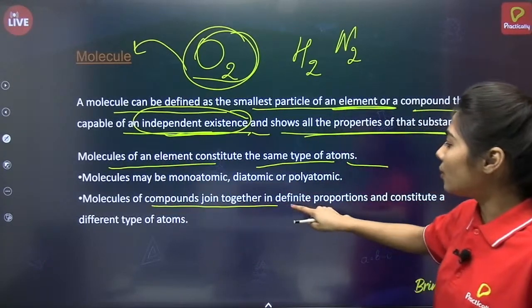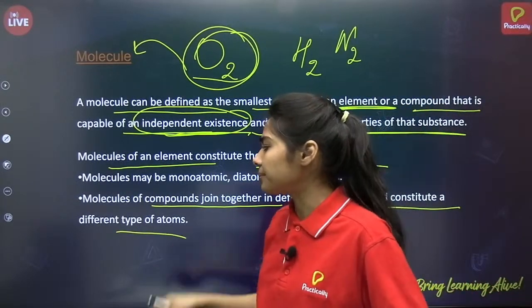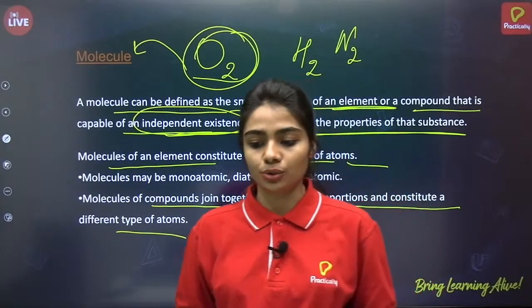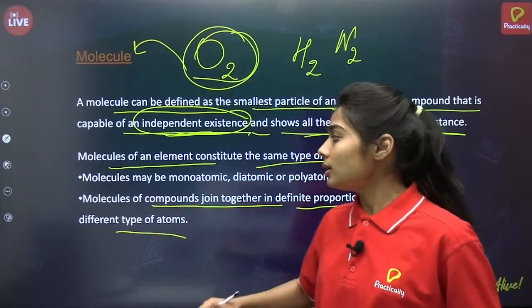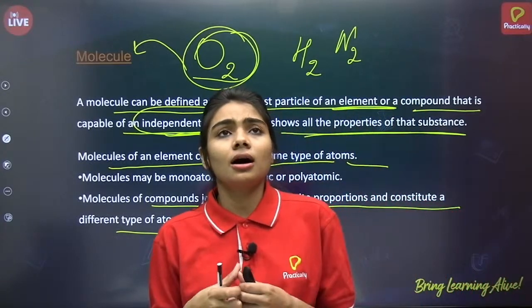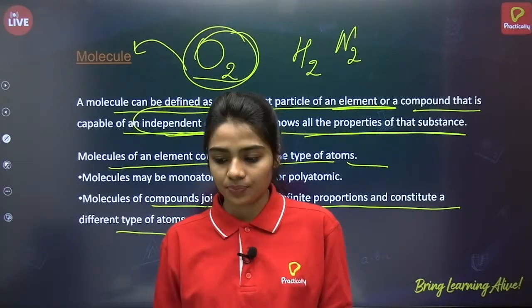A molecule of a compound joins together in definite proportion and constitutes different types of atoms. That means they will combine in a simple ratio. Okay, so all these are the properties of that molecule. So they can ask you to differentiate between atom and molecule. Okay.